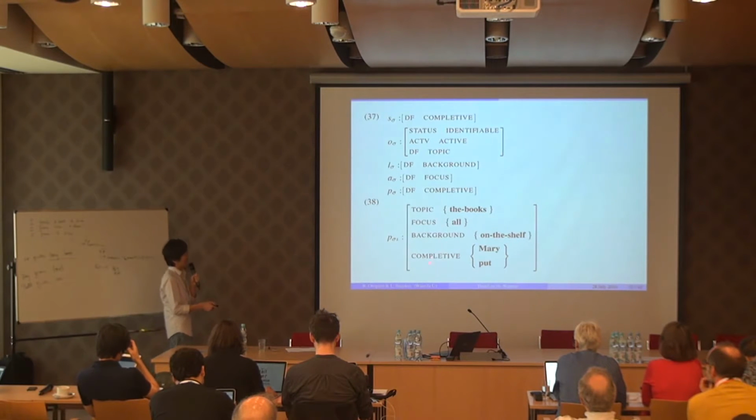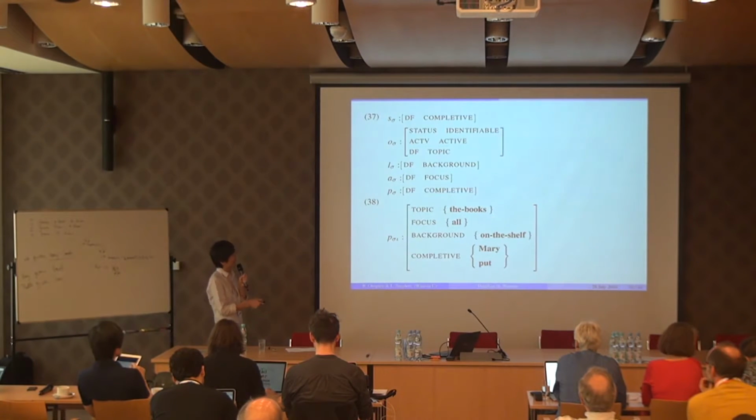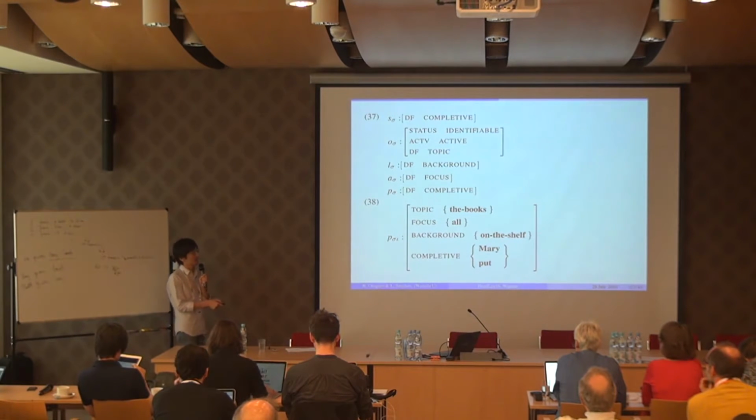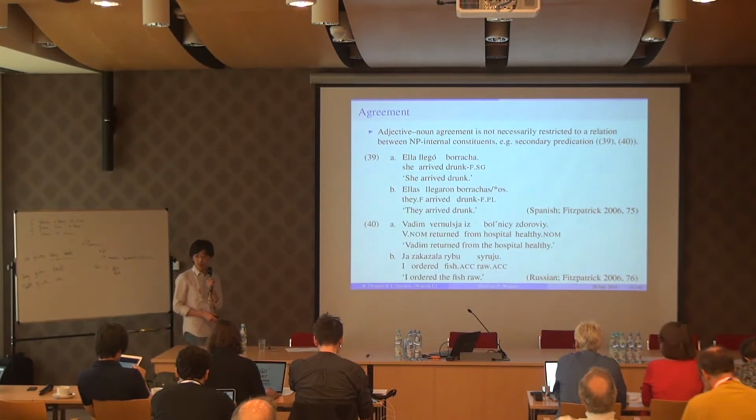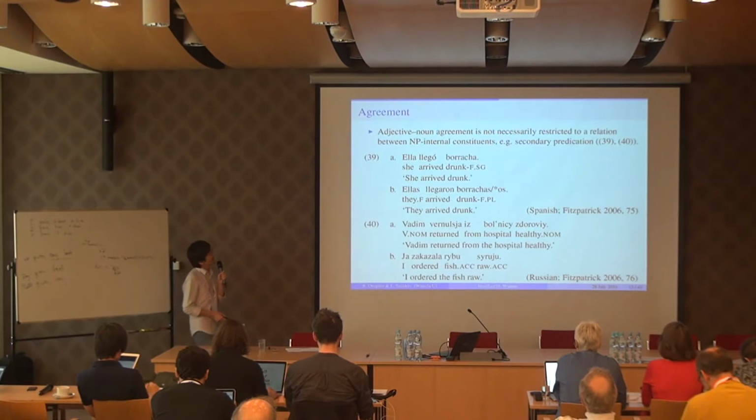Then we get an I structure, information structure like 38. So we have a topic, the book, focus "all", and the background is shelf, and the preceding element is a completive. Okay. Right, the final point we need to resolve is agreement. Right.